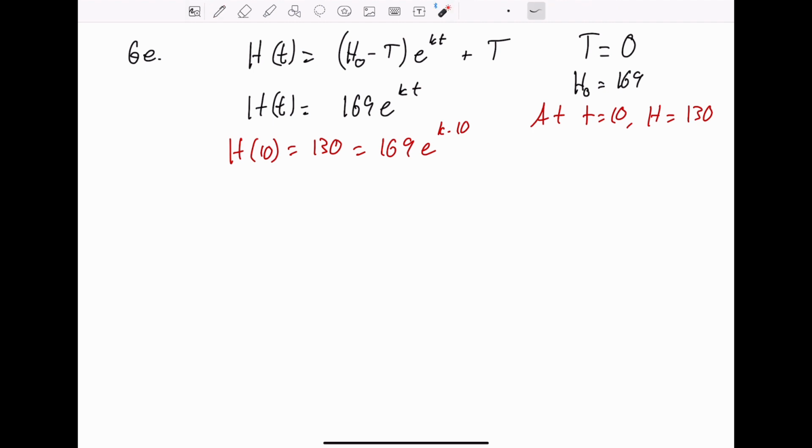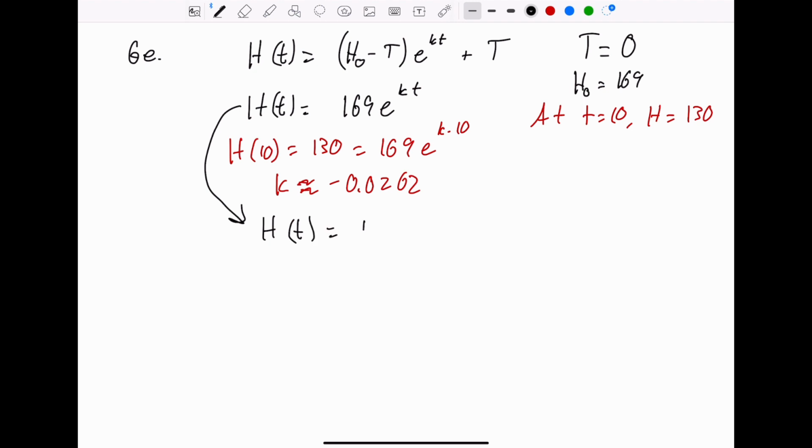Now, we worked through all the steps when we solved this equation last time for k. So we'll skip those steps here and we'll just plug this into Mathematica and find the value for k that way. So after plugging into Mathematica, I found that k is approximately negative 0.0262. Now we can write the entire function that models the temperature of the coffee. h(t) = 169 e^(−0.0262t).